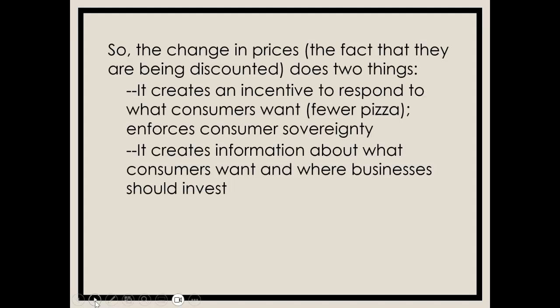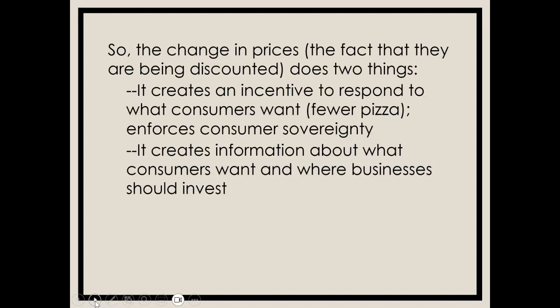So notice what's happened here. The change in prices, the fact that suppliers of pizza had to discount their slices, does two things. The first thing is it gives an incentive to respond to what consumers want. Consumers want fewer pizzas, so sellers start cutting the price. Remember, way back in the first week, we talked about consumer sovereignty, how what consumers want determines what happens. This is consumer sovereignty in action.